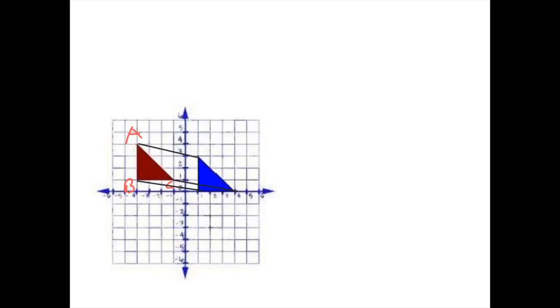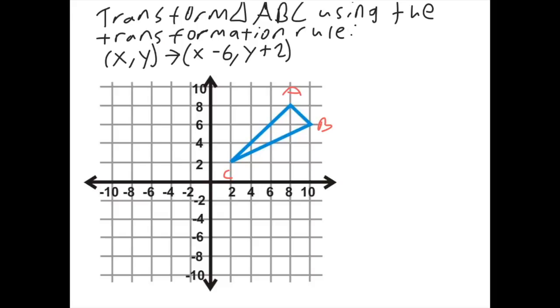Since this new triangle is the image, its vertices will be known as A prime, B prime, and C prime, with little apostrophes being noted as prime. So you can tell which one is the preimage and which one is the image, because the image will always have the prime marks. For this example, we're going to transform triangle ABC using the transformation rule that they give us. And in this case, they say (x, y) transforms to (x minus 6, y plus 2).